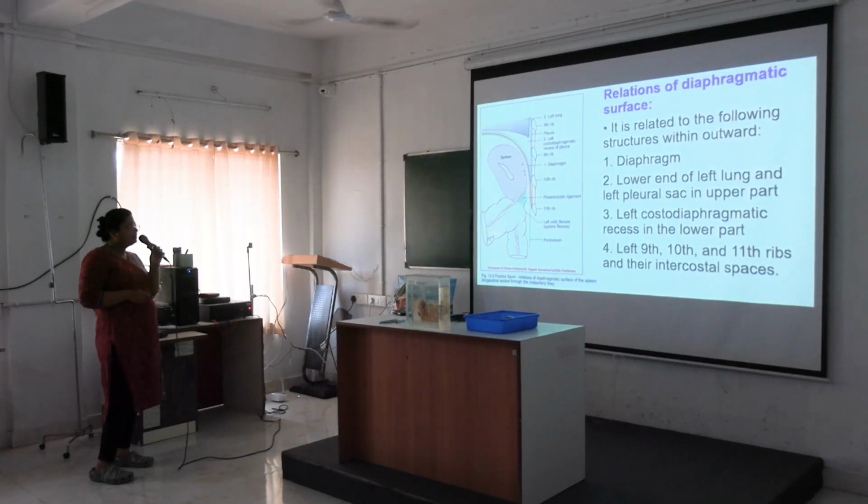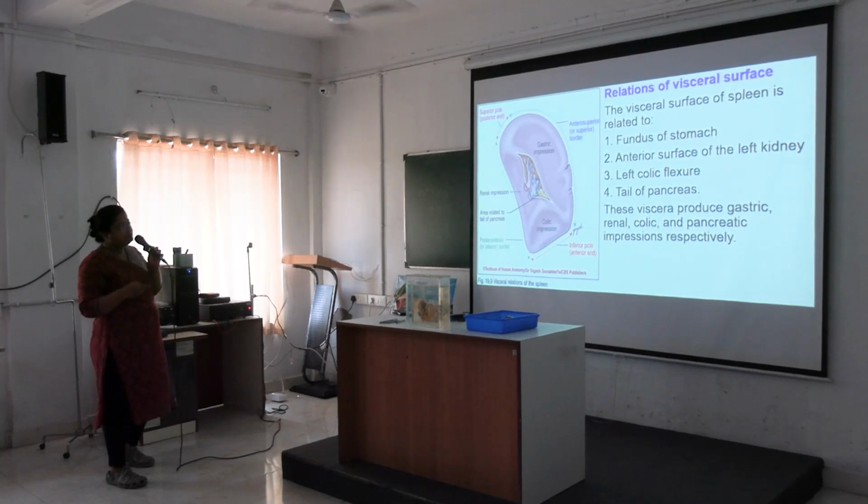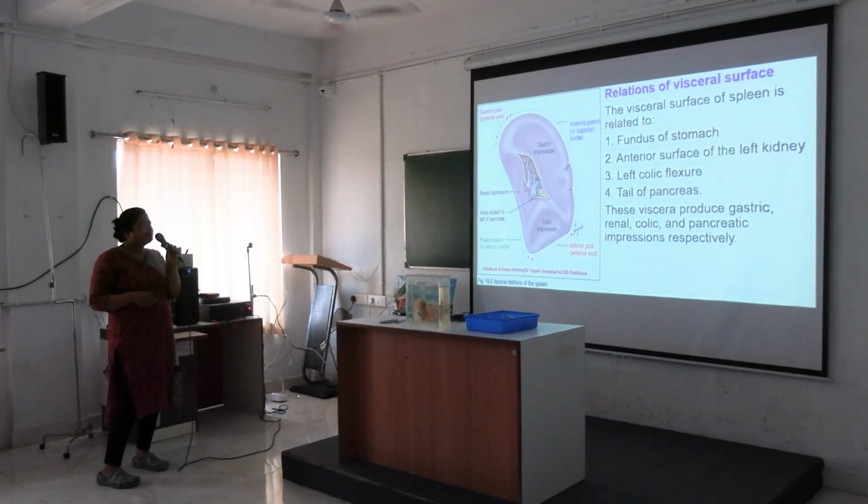You can see from the diagram. This is the phrenicocolic ligament, connecting the left colic flexure with the diaphragm. This prevents anterior displacement of the spleen.